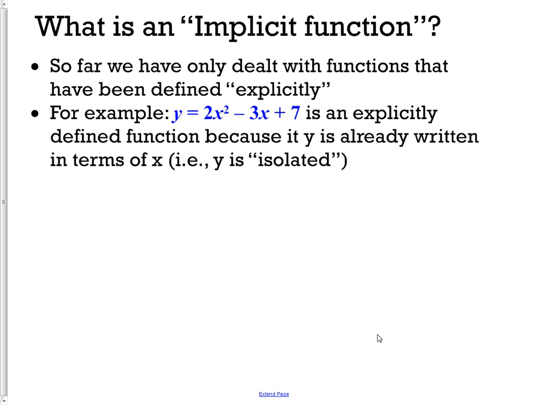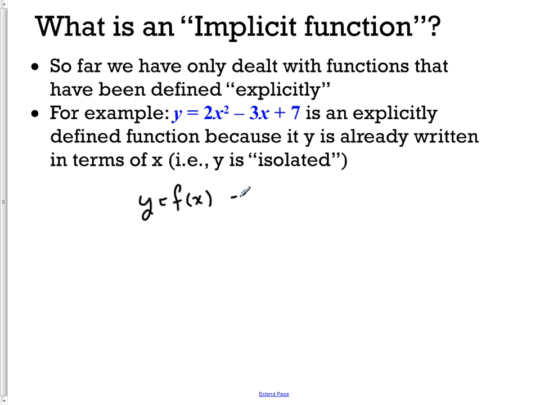The first is this. We ask, well, what is an implicit function in the first place? So we need to go back to what we've been doing. What we've been doing so far is dealing with functions that have been defined explicitly. When we say an explicitly written function, what we mean is that we have y already expressed as some function of x. So y is completely in terms of x. All of the x terms can be separated to one side of the equation, and y can be separated completely to the other side. So we call this an explicitly written function.